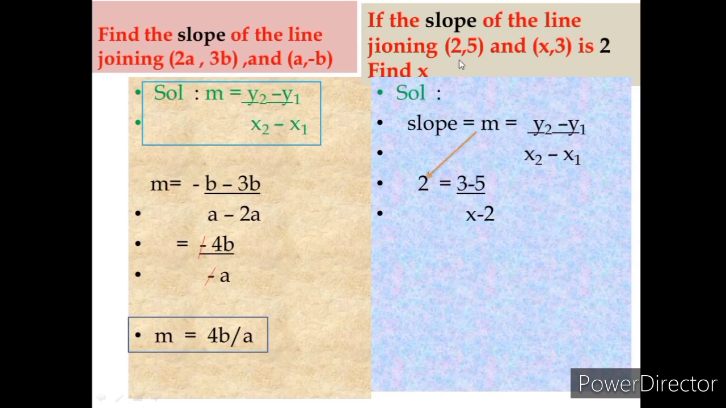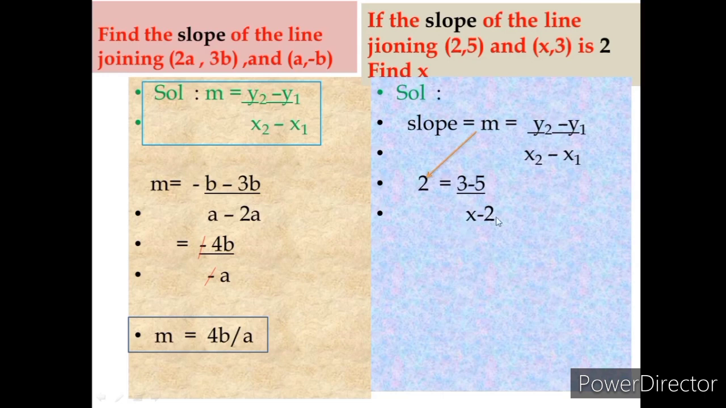Here this is x1, y1 and this is x2, y2. Therefore y2 is 3, minus y1, which is 5. Sorry, y1 is 5, therefore here 5. Then x2 means x, and x1 means 2. Can you imagine the step?